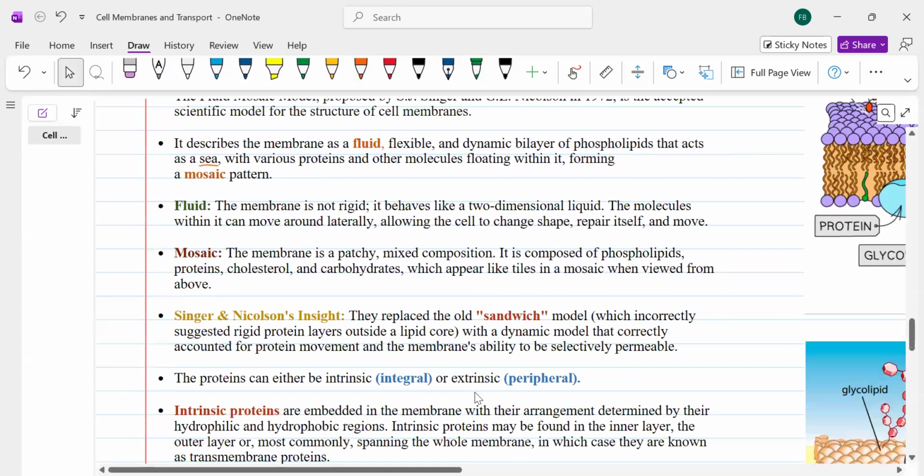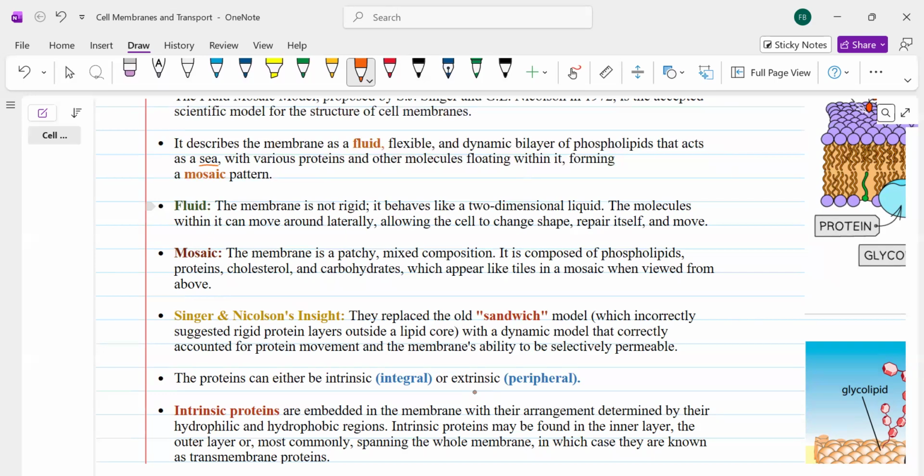Now, fluid mosaic. What is fluid? The membrane is not rigid. What is meant by fluid? I have written this because sometimes they ask you a short question in Paper 2 about what is meant by fluid and mosaic. Fluid generally means the membrane is not rigid. We are not going to the literal meaning of fluid. We are just saying it allows different substances to pass through it. The membrane is not rigid.